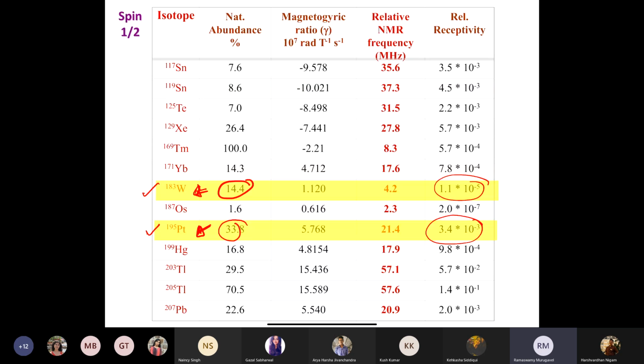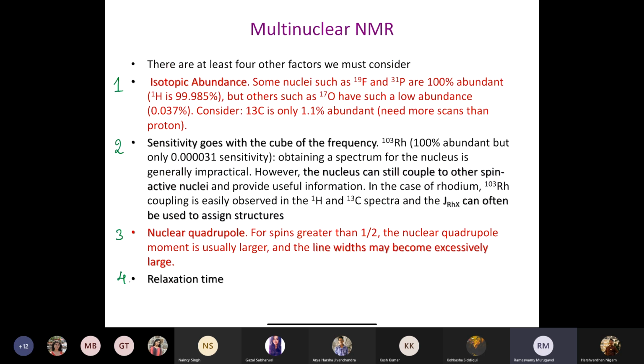If I move on to I not equal to half systems, before that, let me just talk about the important points. One is isotopic abundance, sensitivity, and third is quadrupole. The quadrupolar ones are not so very great. When spin is greater than I is equal to half, then you have this quadrupolar moment usually larger, and the line widths become excessively large. And the relaxation time I talked about in the very first lecture I gave you.